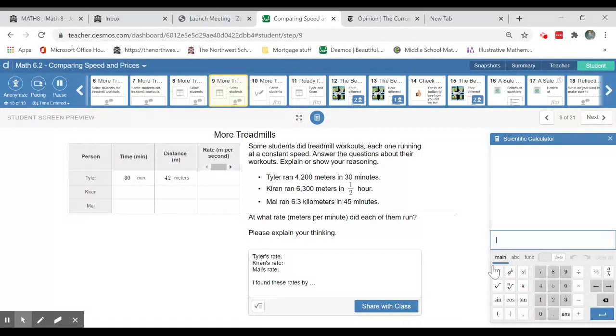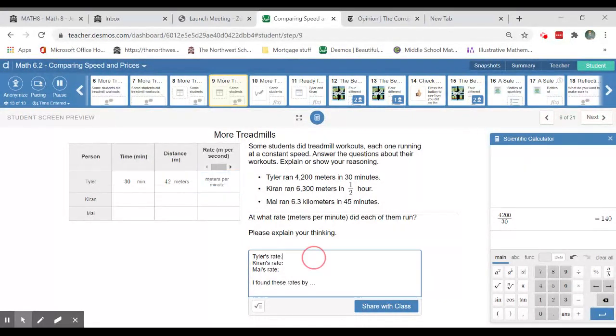So if I've got 4,200 meters in 30 minutes and I want to find meters per minute, that's 4,200 meters divided by 30 minutes. You could also multiply times 2, because this is how much for half an hour. If you doubled it, you'd get it for an hour, and then divide that by 60, you'd get down to minutes. Either way, it's 140 meters per minute.